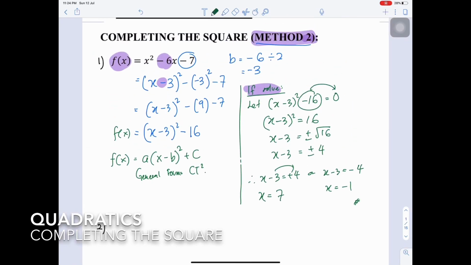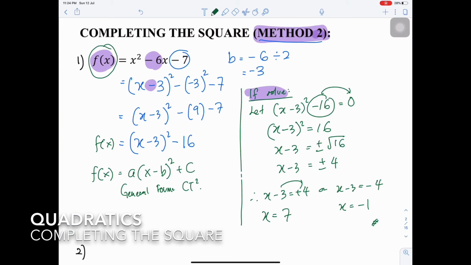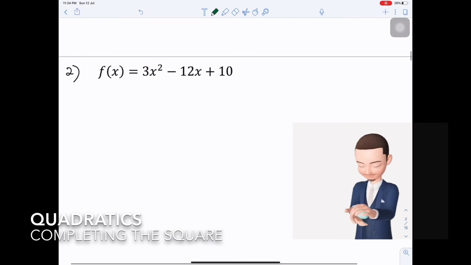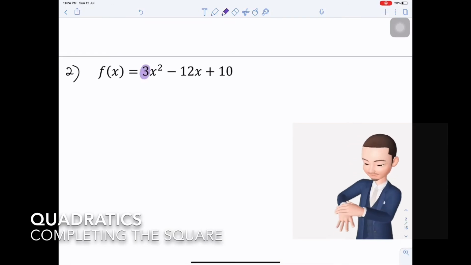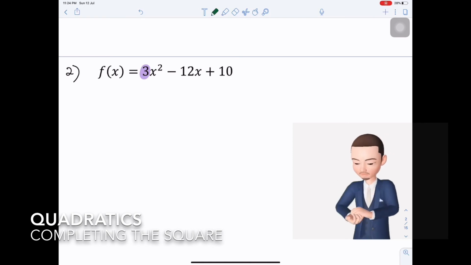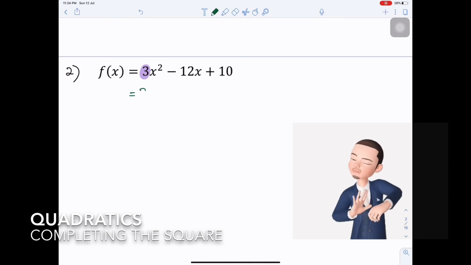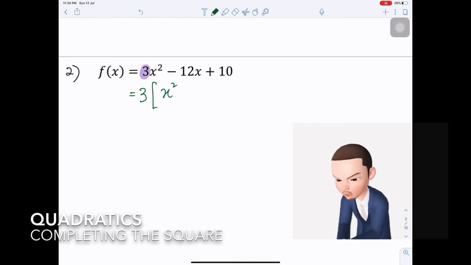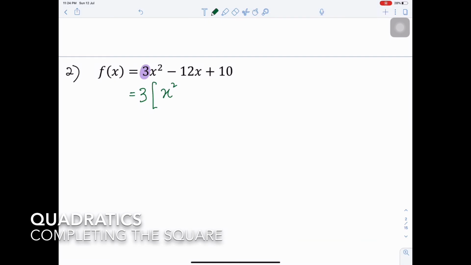But if you complete the square for the quadratic function, this is the form that you will get. Let's look at number 2 again, where the coefficient of the x squared term is any constant number. So what do we do? Step 1, factorize the function by 3, so that the coefficient of the x squared term equals 1. And then we get 3 bracket x squared minus 4x plus 10 over 3. Then we do the completing the square in the big bracket.